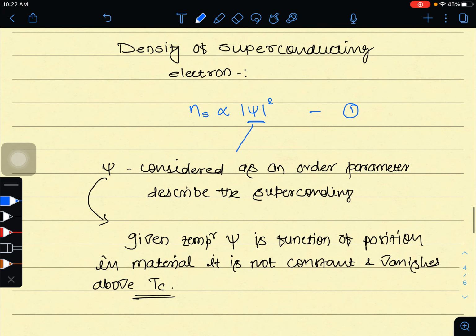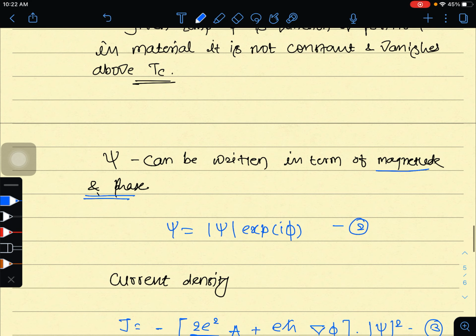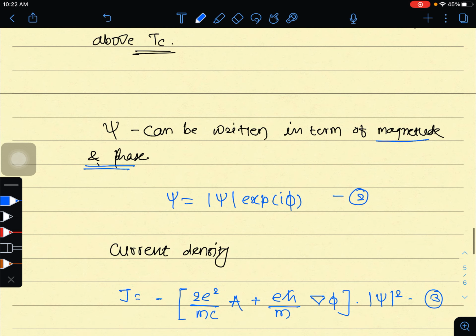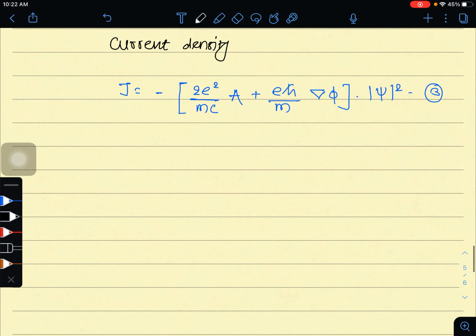We have three equations here. The first equation shows the density of superconducting electrons, that is, the density of those electrons known as super electrons. The second equation is in terms of the wave function and shows the magnitude and the phase. The third equation shows the current density.